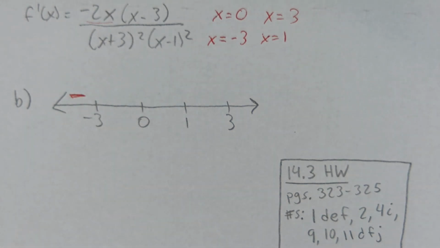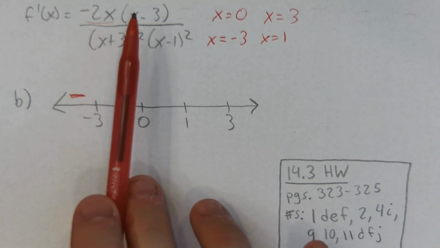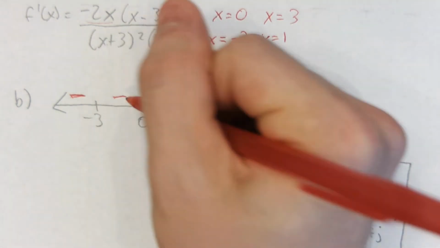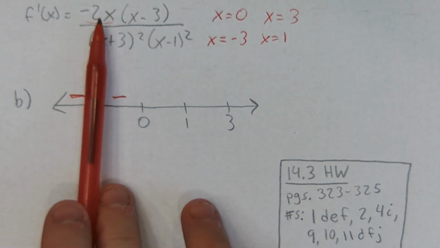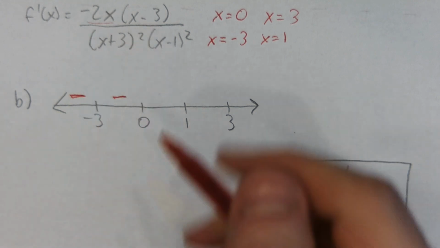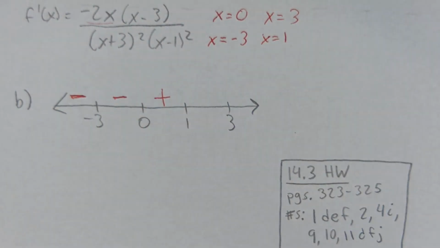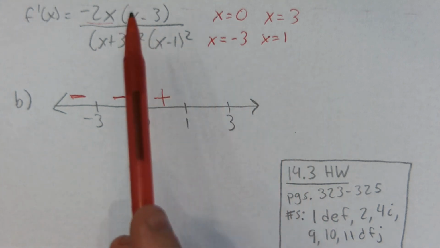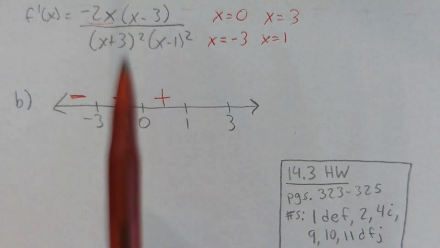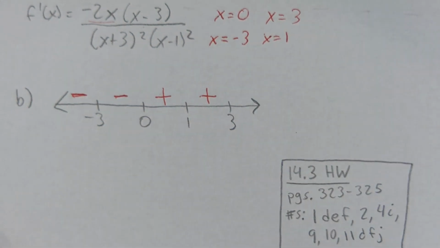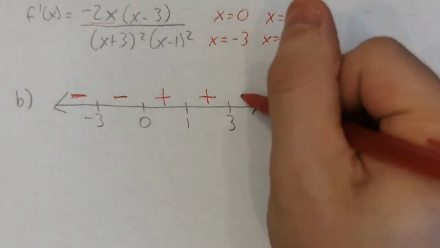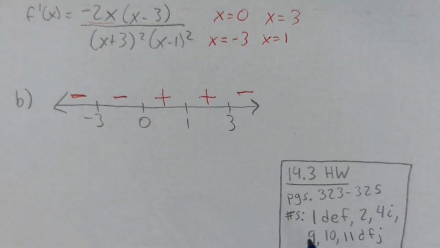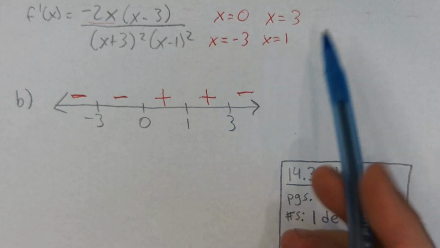Let's plug in a negative 2. It's going to give me a positive number times a negative number. Well, also negative. How about a 0.5? Negative number times negative number. How about a 2? Negative number times negative number. And 3. Not 3. What's wrong with me? 4. Number after 3, 4. Negative times positive. Negative.